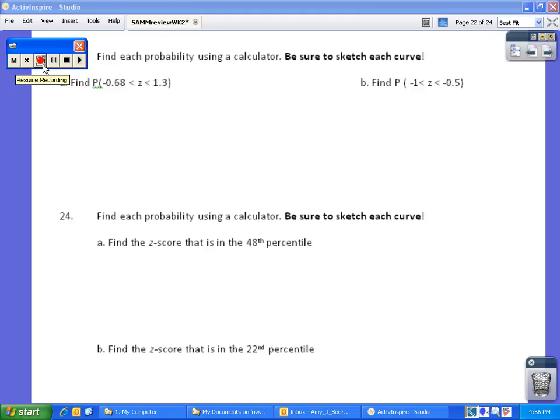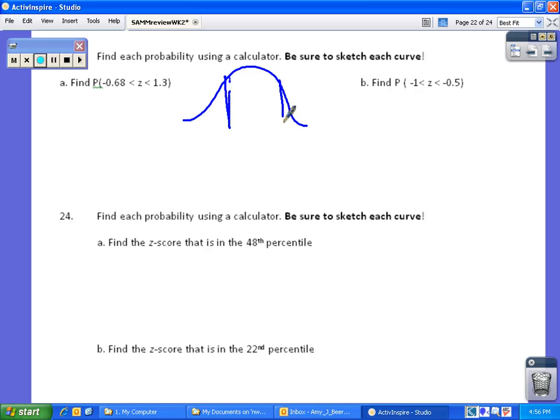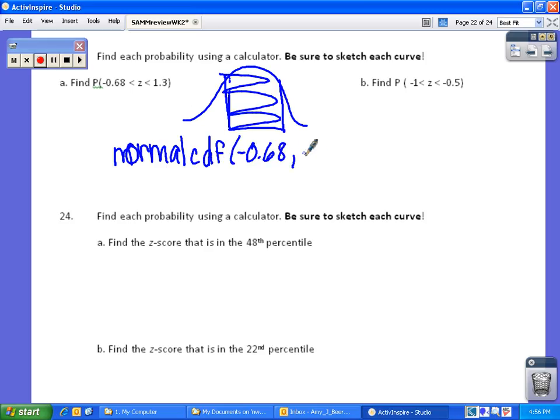23, they want the probability that Z is between negative 0.68 and 1.3. Negative 0.68 around here, 1.3 is around here, so I want this. Second vars, again, choose normal CDF, but this time, negative 0.68, comma 1.3, and the calculator tells you that is 65.49%. I don't care where you round as long as you round correctly. And then part B, I got 14.99%.